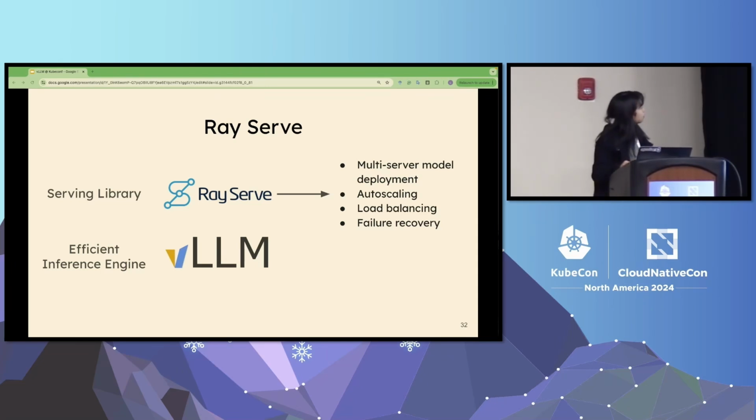And below Ray Serve is vLLM. Ray Serve only handles multi-server deployment, auto-scaling, load balancing, and failure recovery. But when you actually run the transformer models, you will use the inference engine, vLLM, which is also developed at UC Berkeley, and I will dive into it later.